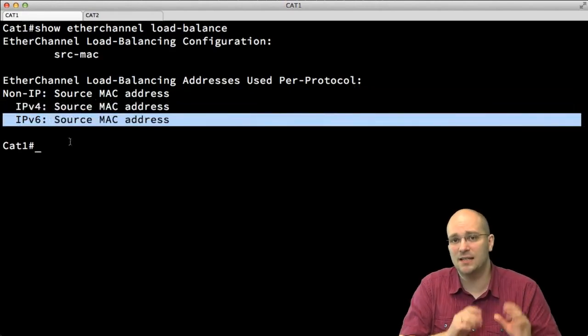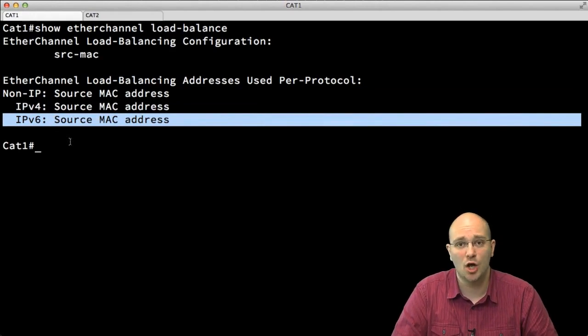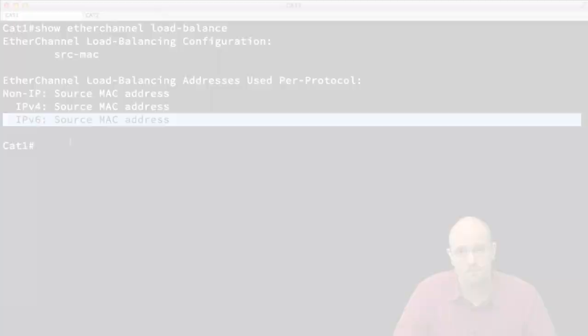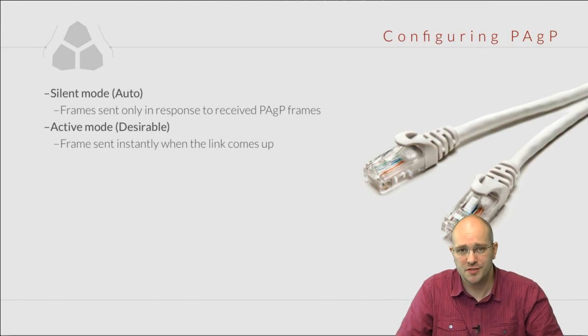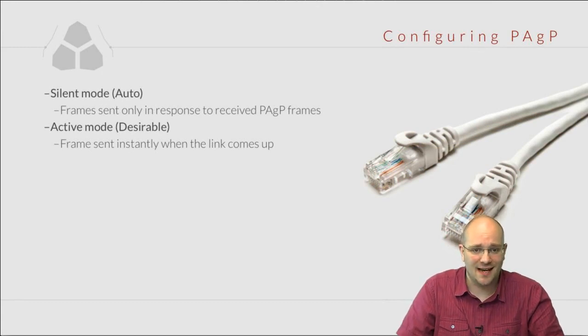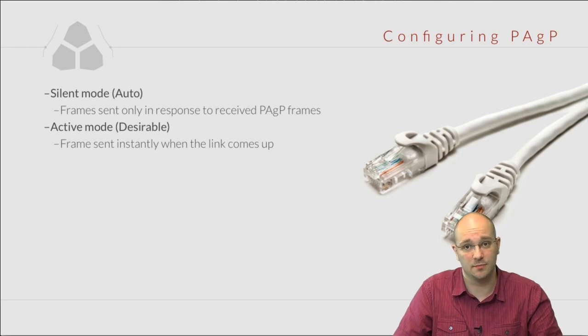So this is the basic configuration of EtherChannels using no negotiation protocol. Let's take a look at PAgP. Just a quick reminder of the two PAgP modes. PAgP operates in a silent mode called auto mode, where the negotiation frames are not sent by default, and they are only sent in response to received PAgP frames. In desirable mode, PAgP frames are sent as soon as the link comes up.